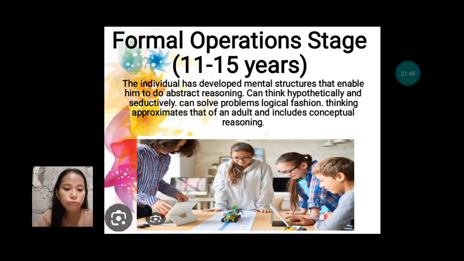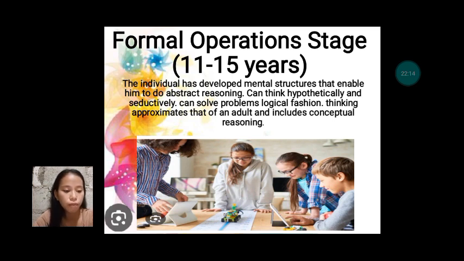The final stage of Piaget's theory involves an increase in logic, the ability to use deductive reasoning, and understanding of abstract ideas. At this point, adolescents and young adults become capable of seeing multiple potential solutions to problems and think more scientifically about the world around them.